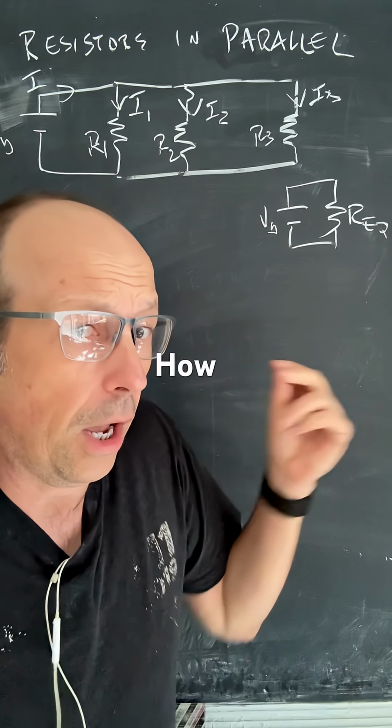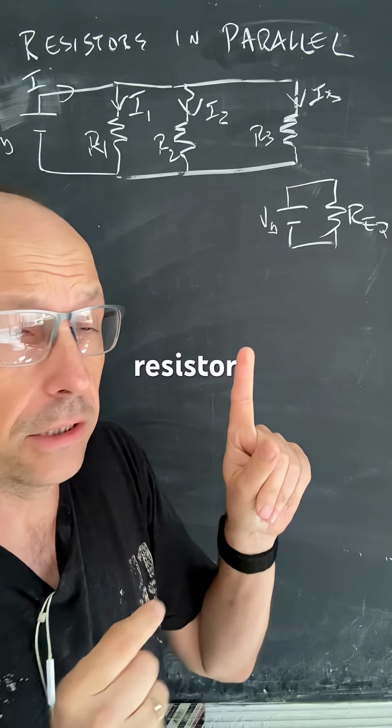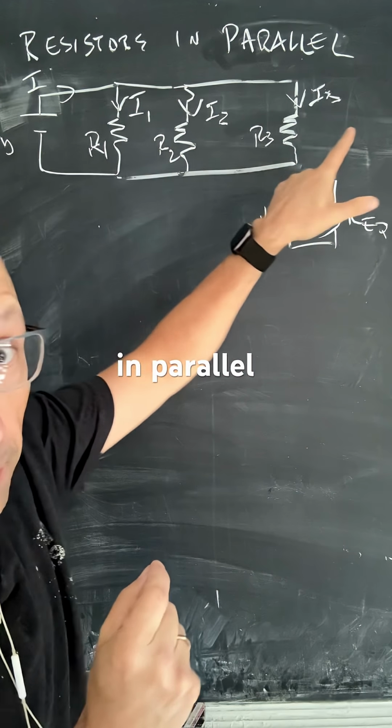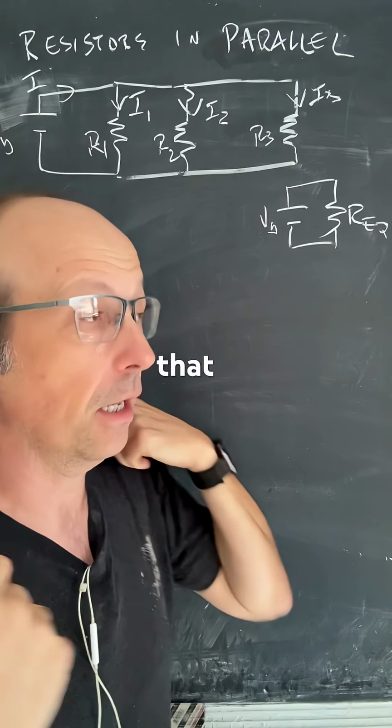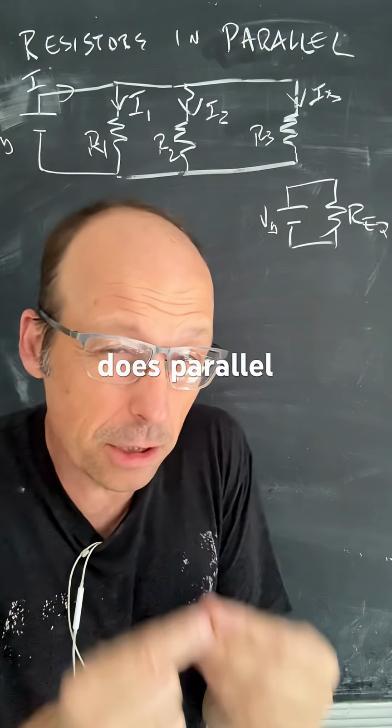Resistors in parallel. How can you replace that with one single equivalent resistor? So here I have 3 resistors in parallel with a battery, and I want to replace that with just one equivalent resistance, and how we calculate that. So the first thing is, what does parallel mean?